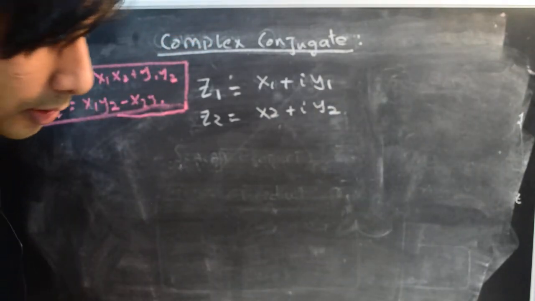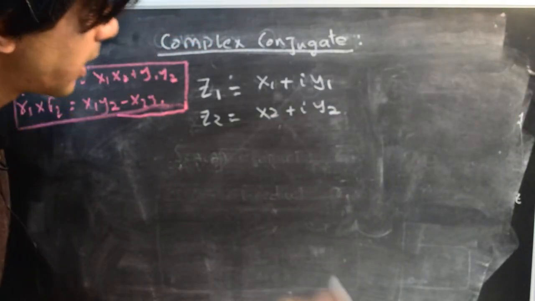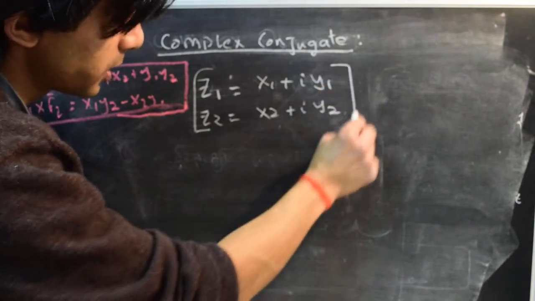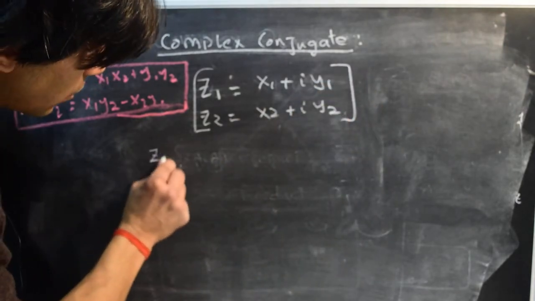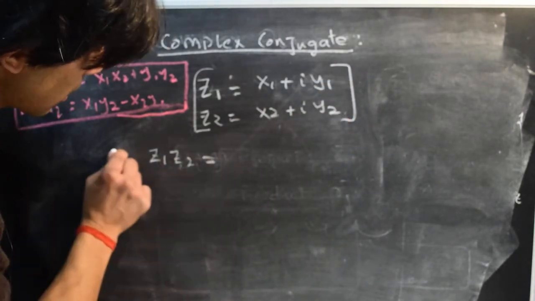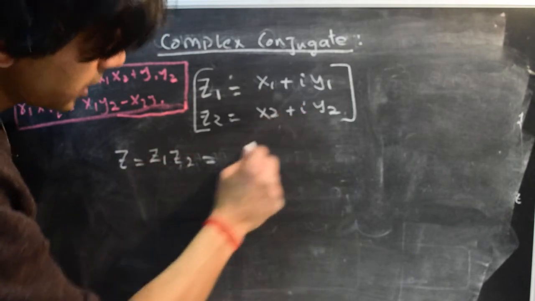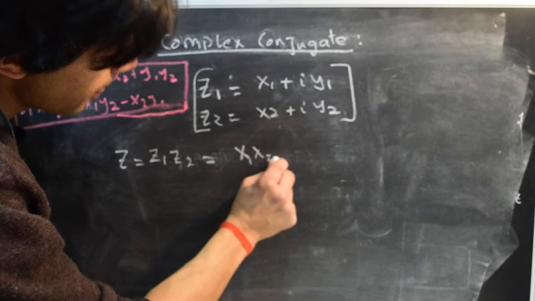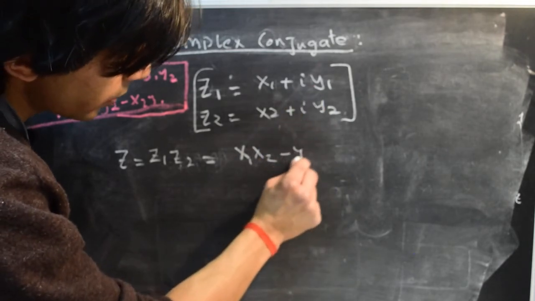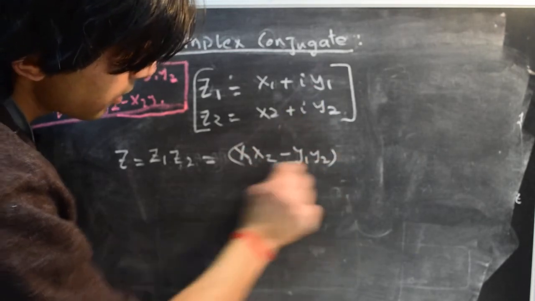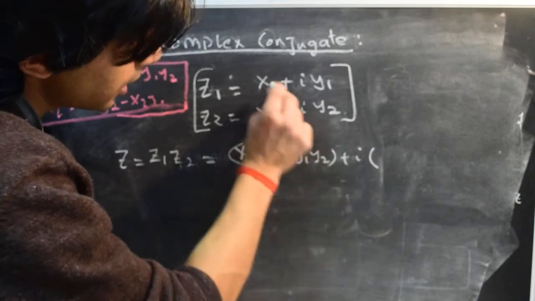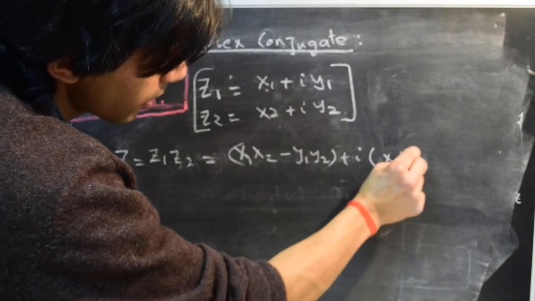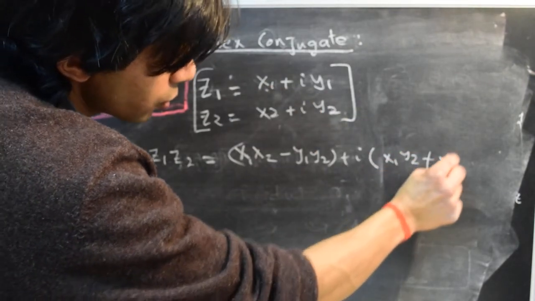And now let's revisit the way we defined the product of two complex variables. If we take z1 times z2, let's just do it again, it's x1, x2 minus y1, y2, plus I times x1, y2 plus x2, y1.